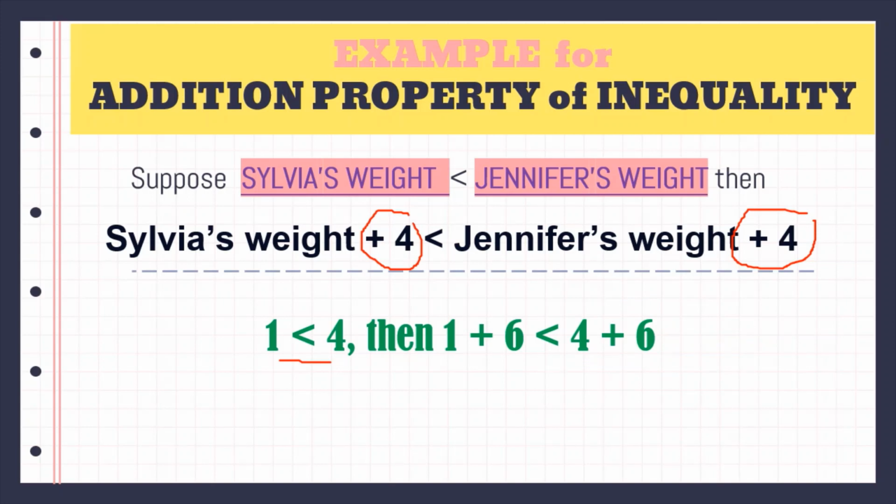Okay, so 1 plus 7 is less than 4 plus 6. So, 1 plus 7 is equal to 7. And then less than 4 plus 6, that is 10. So, this is true kasi yung 7 is less than 10.